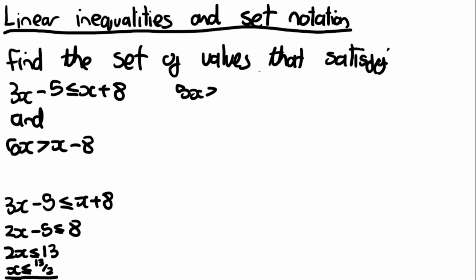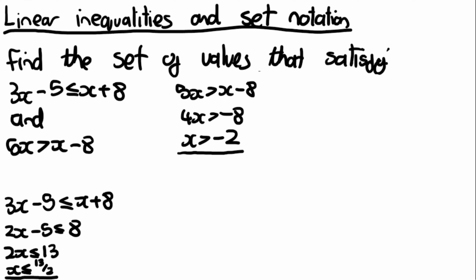For the second inequality, we're going to move the x onto the other side to get 4x is greater than minus 8, and then divide everything by 4 to get that x is greater than minus 2. Remember that we're dividing by 4, so we don't need to flip the sign because we're not dividing by a negative. So these are the solutions to the individual inequalities, but we need to find the solutions for when both of them are true at the same time.